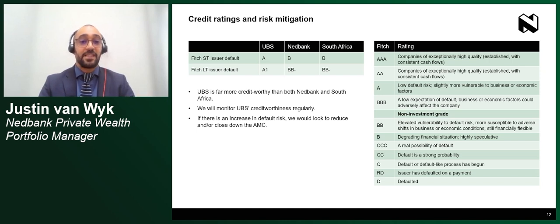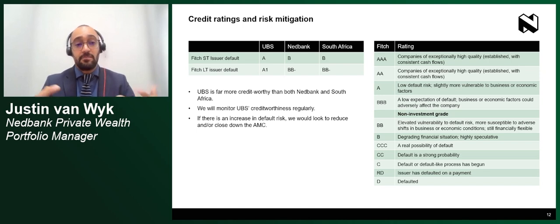And given where South Africa is and where the world is, I think this is a very important factor to take into consideration. Now, UBS has a Fitch rating of A+ on its long-term debt. That essentially puts it at a lower default risk than the South African government, as well as Nedbank and any of the other banks within the market. And that's what we're wanting to do.